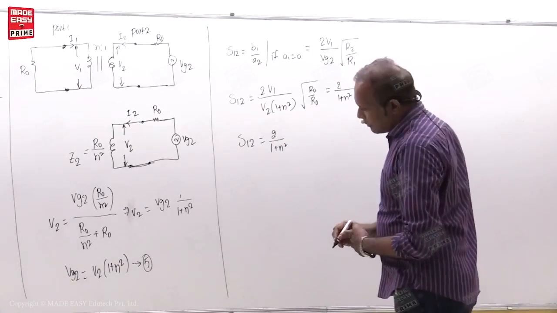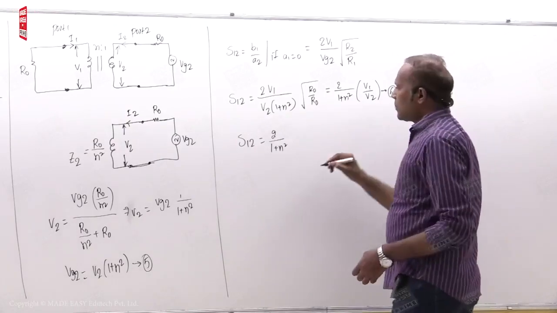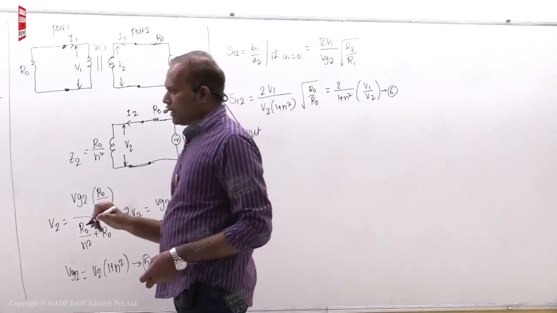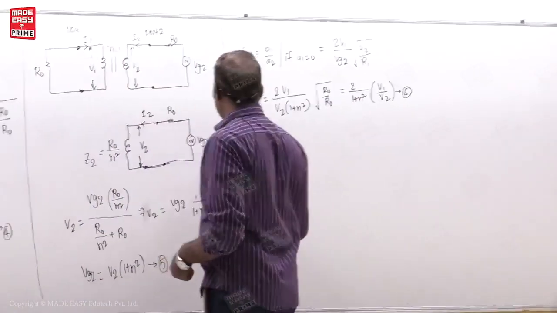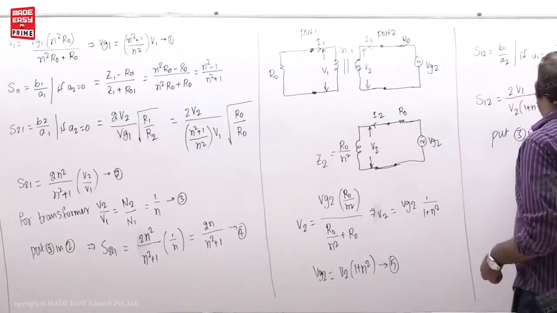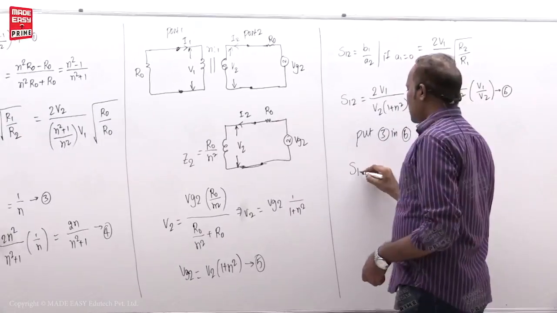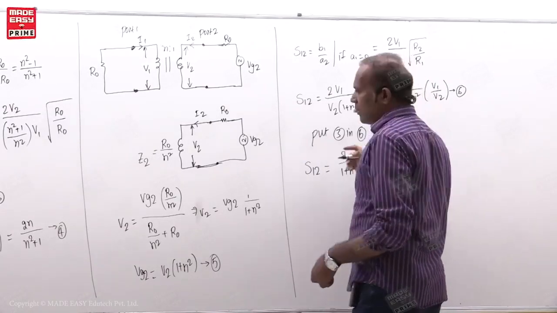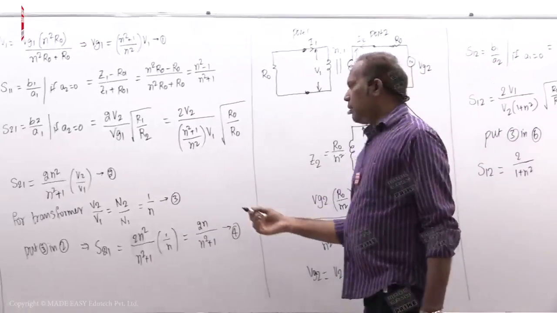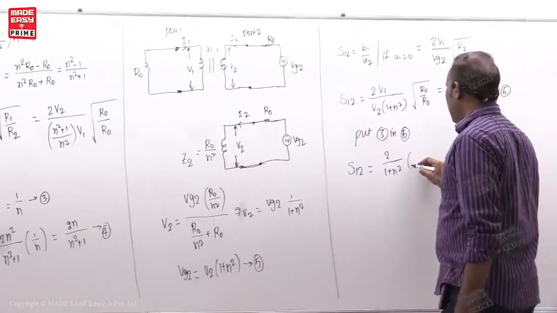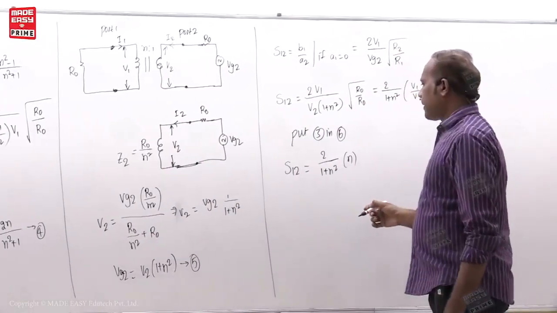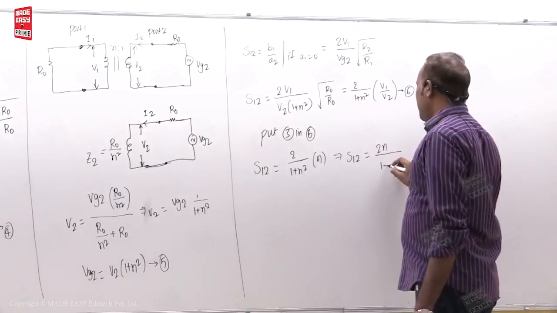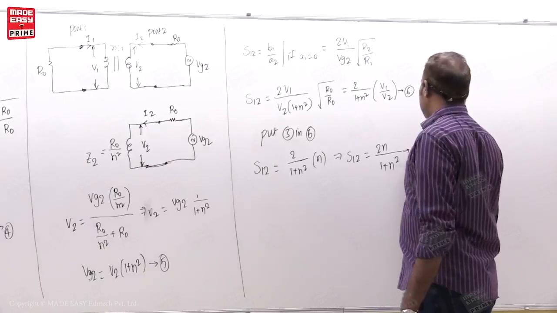What is the name of this equation? 6. You substitute that ratio, it was there, equation 3. Put 3 in 6. Then S12 is equal to 2 by 1 plus n square, and V1 by V2 is required. V1 by V2 is equal to n actually, from that equation. So that implies S12 is equal to 2 times n divided by 1 plus n square. This is 7.